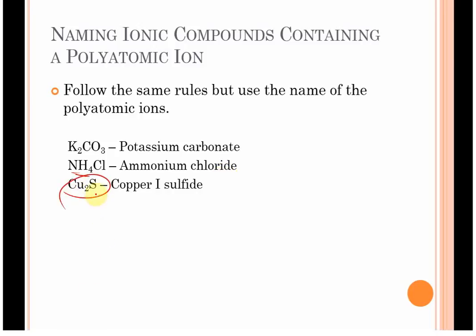This is copper and sulfide, so we would have to make the table: number, charge, total, where we have 2 coppers, 1 sulfur. We know the charge on sulfur is -2 because it's in group 6. Gives us a total positive, has to be +2. Spread over 2 atoms gives us a +1 charge. So this is copper 1 sulfide.